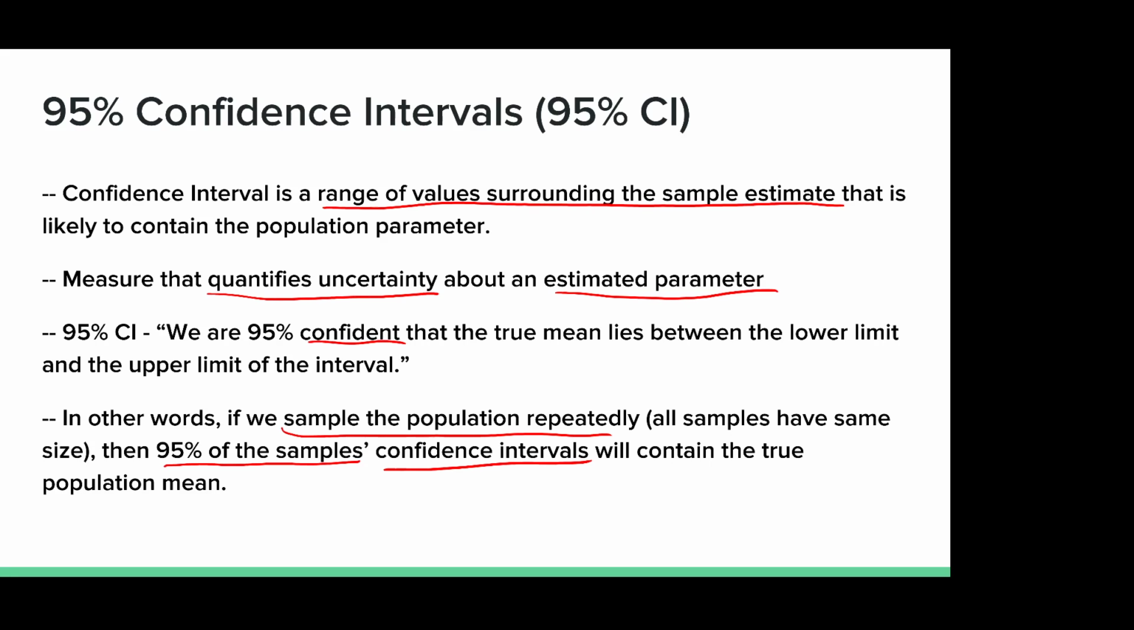So that means that, roughly speaking, 95% of the time when we construct a sample, the population parameter, in this case the population mean, falls within that range. The larger the range, the less certain we are. The smaller the range, the more certain we are. So the larger the interval, the less certain we are. The smaller the interval, the more certain we are.